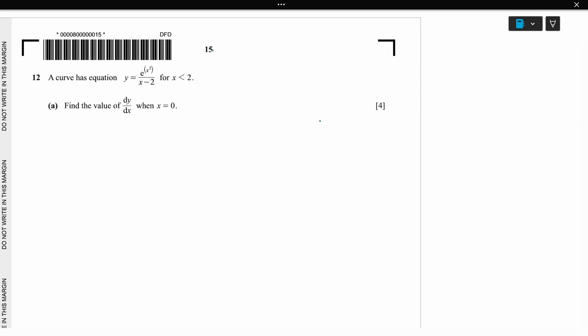Yeah, here is question number 12. A curve has equation y equals e to the power x squared over x minus 2, for x less than 2. Find the value of dy by dx when x equals 0. So first we need to find dy by dx.